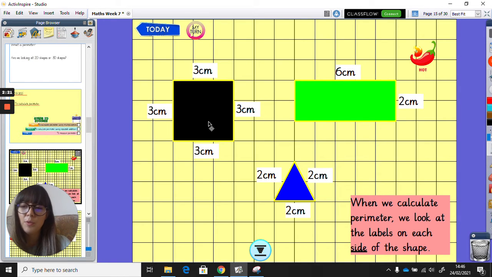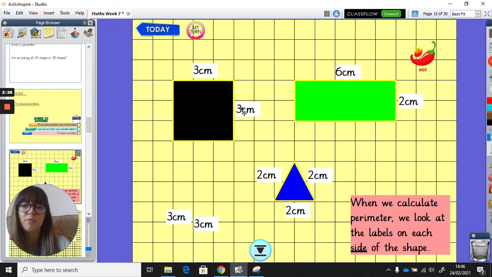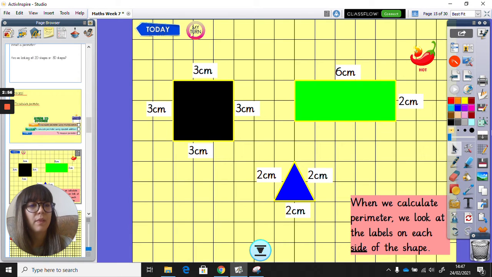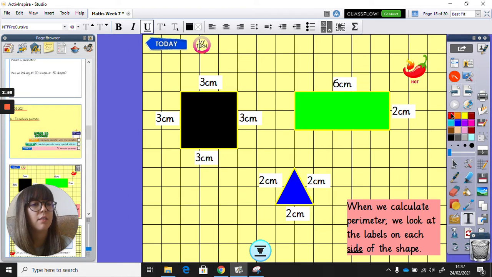So, we know, if you want to be super clever, we don't actually need these labels. I've put them on there to help you, but we don't need them. We only really need this label. And the reason for that is every single side on a square is the same length. So that means if this side is 3 centimetres, then this side, and this side are all 3 centimetres. So what do you think the number sentence we might need to write to work out the perimeter of this shape?